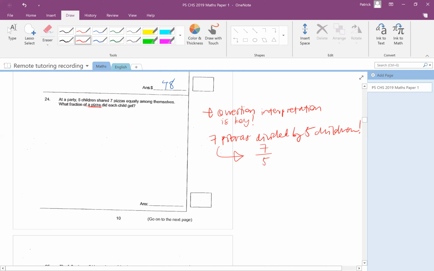So, what fraction of a pizza did each child get? Usually people won't think so much and will just stop over here. But this is not the correct answer because they're asking not what fraction of the pizzas the children got, but what fraction of a pizza. If they ask what fraction of the 7 pizzas did each child get, then perhaps 7/5 would be correct, but they're asking for a fraction of a pizza. So how many pizzas are there? 7, right? So you take 7/5 divided by 7 to give you 1/5. So each child got 1/5 of a pizza.